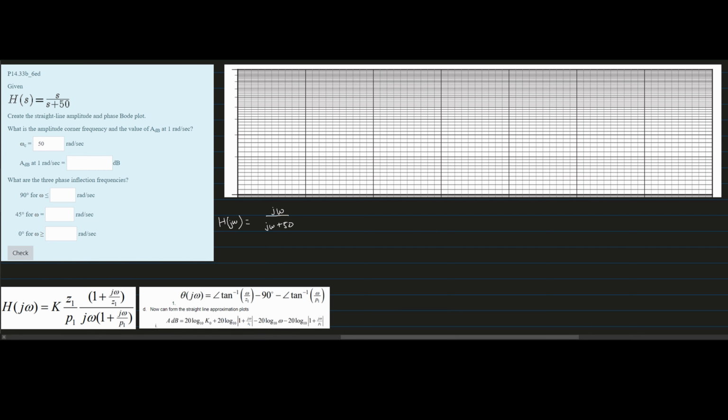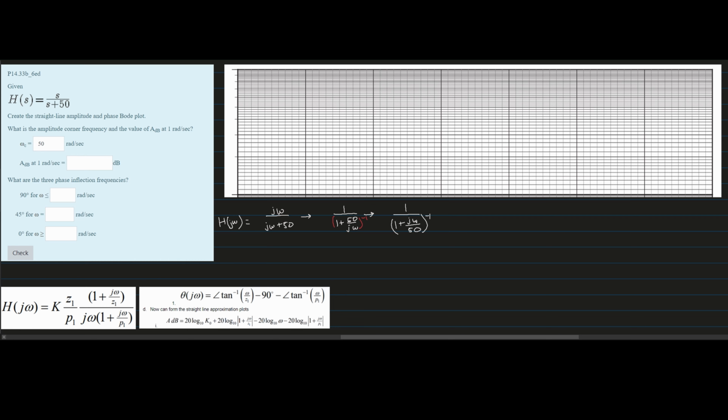So what we're going to need to do here is divide everything by j omega. This is going to leave us with a 1 over a 1 plus 50 over j omega. Now, if we look at the part right here, we can see that this isn't exactly the same. In fact, it's the exact opposite. So we're going to take the inverse of it. And so we're just going to have 1 over 1 plus j omega over 50, and then we're going to have a negative 1 out here.